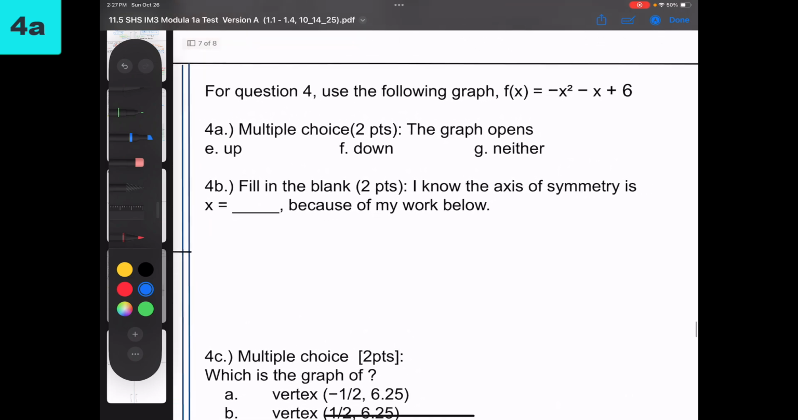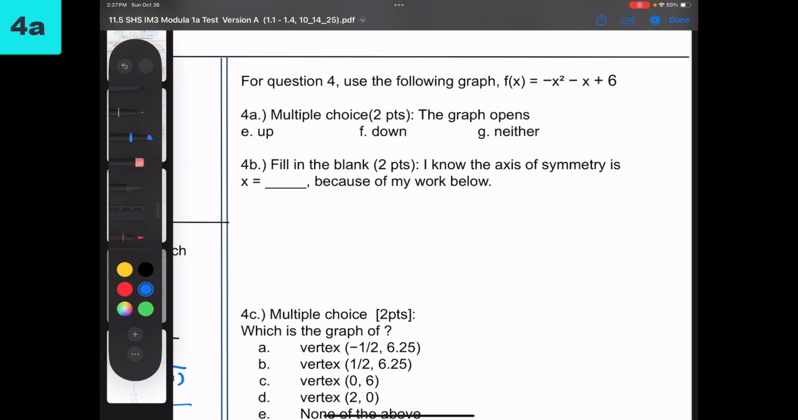All right, question number 4. Use the following graph. If you go through, you'll recognize your A value is -1, B value is -1. So A is -1, B is -1, C is +6. So an A value that's negative frowns. So your choice is F, down.